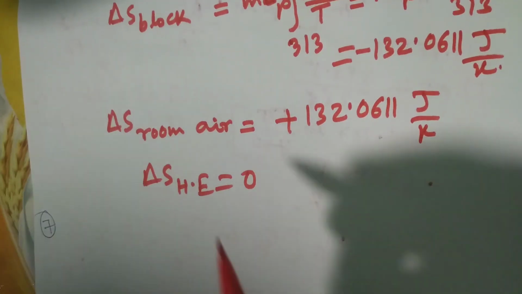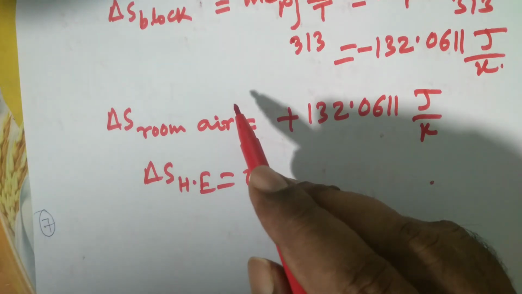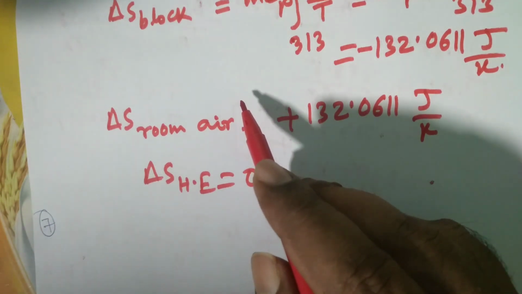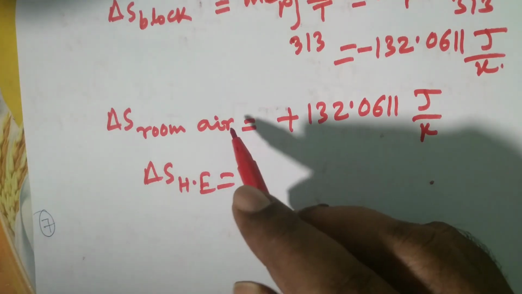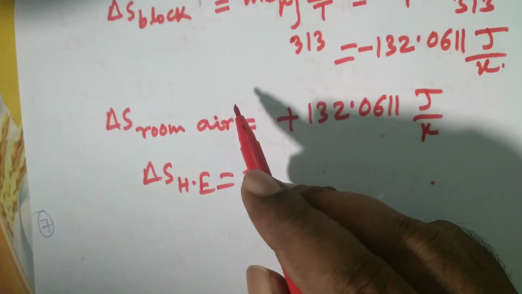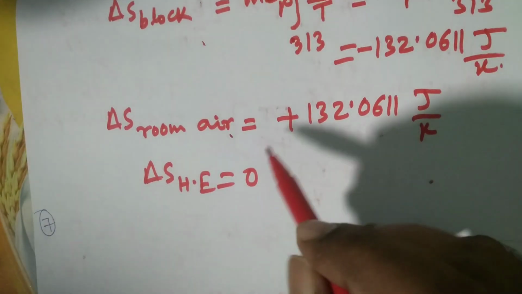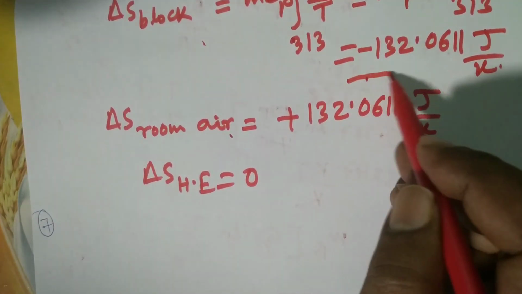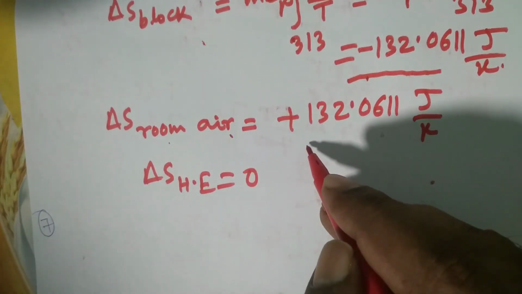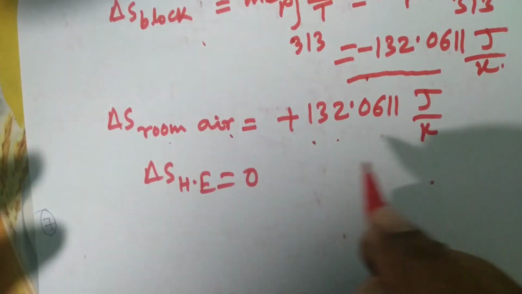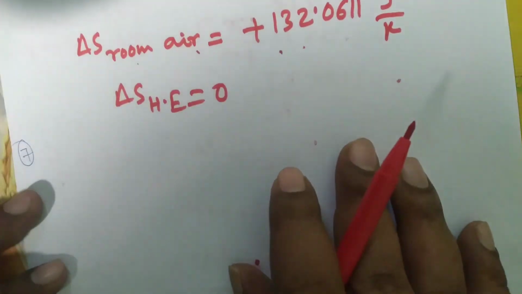So if you calculate delta S of universe for this whole process, you see this is reversible. All the processes that occur in this case are reversible. According to the principle of increase of entropy, delta S of universe is equal to 0 for a reversible process. So this plus this has to be 0. Since this we have already calculated to be minus 132.0611, hence delta S of room air has to be plus 132.0611, so that the summation will be 0. Delta S universe will be 0.